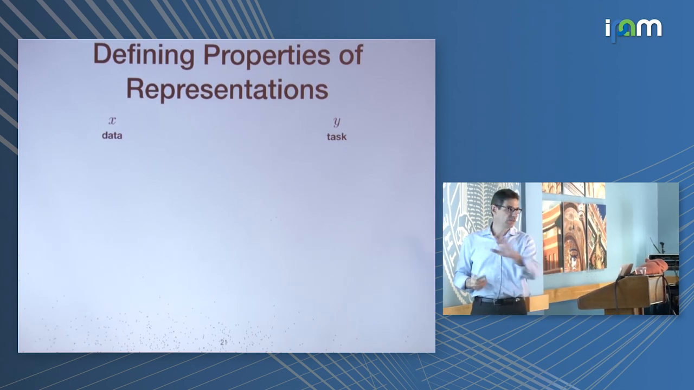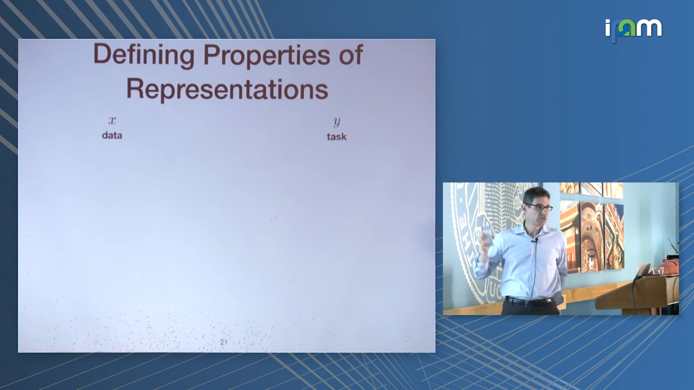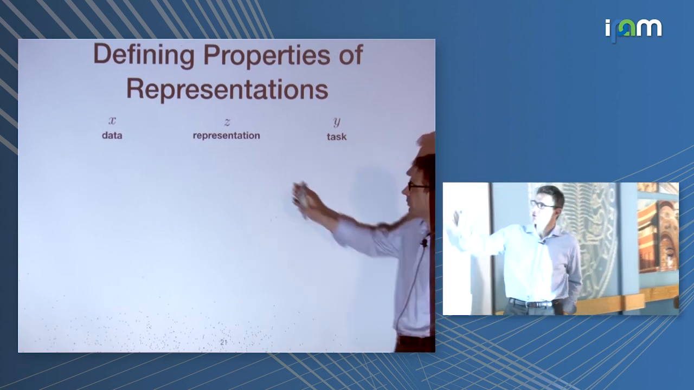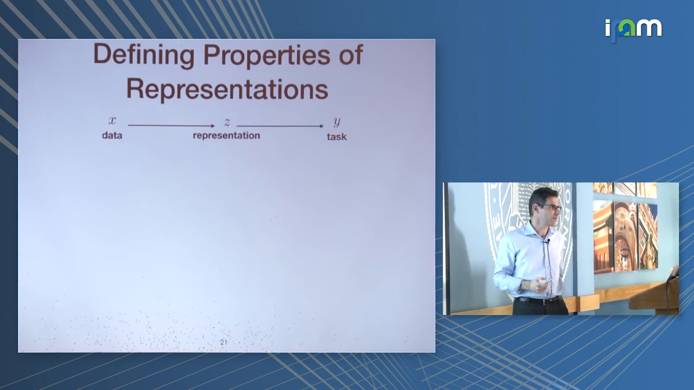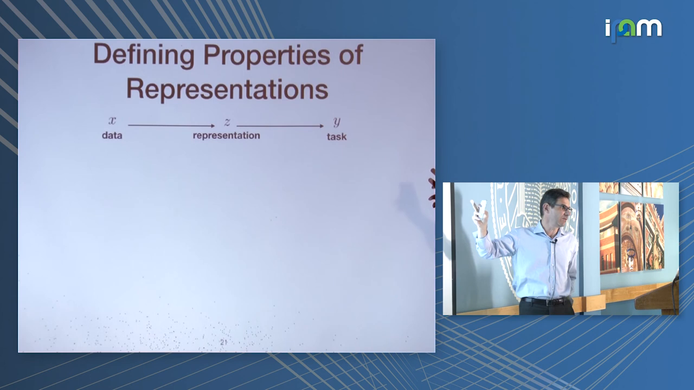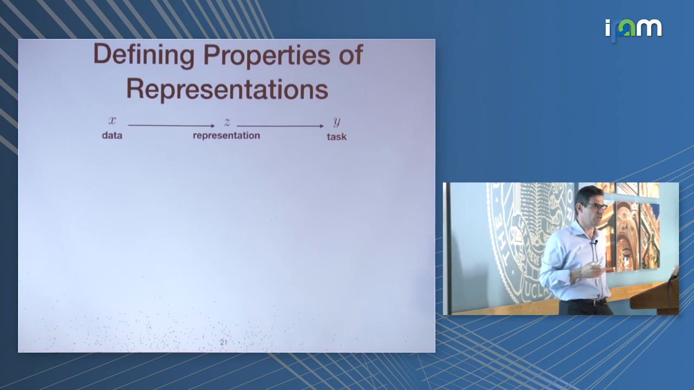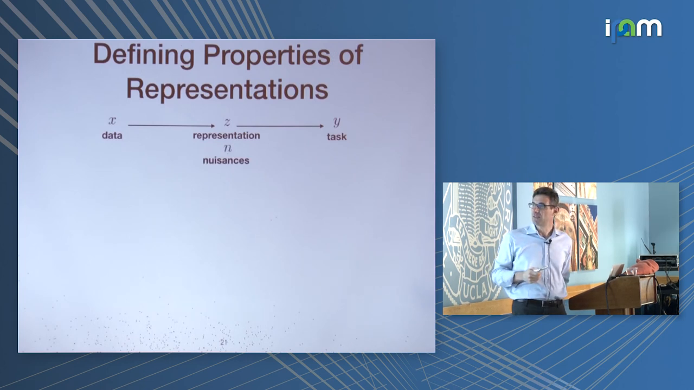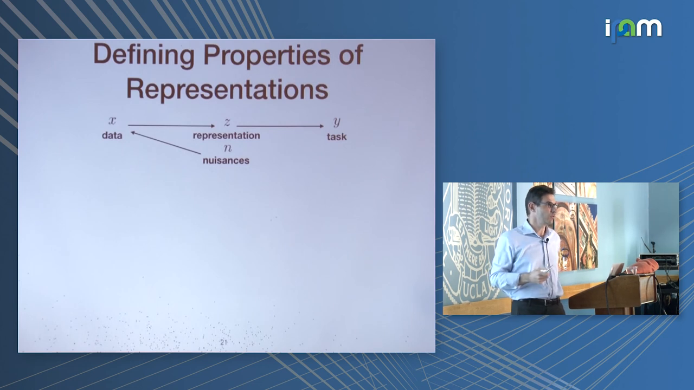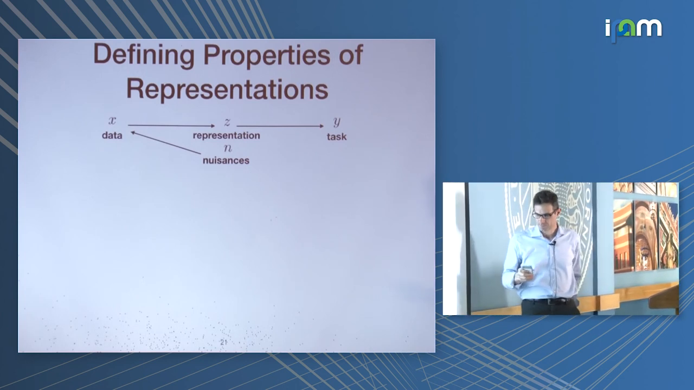So you're given the data, that's typically not your choice. You typically have a task, and the question of representation is: can I construct a function of the data that is useful for the task, in the sense that it is as informative of the task as the data itself? It cannot be more informative than the data. You cannot create information by torturing the data, but you would like it to be as informative as the data. But also, there's stuff that happens to the data that has nothing to do with the task, and you would like your representation to be independent of that. These are called nuisance variables.